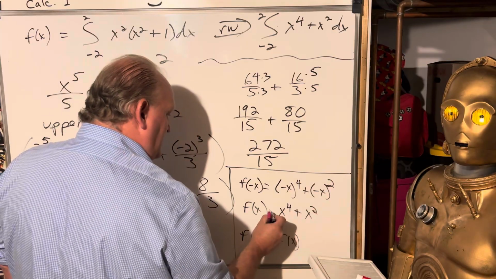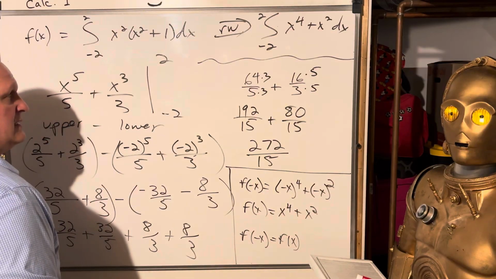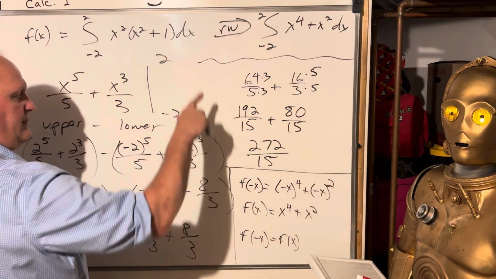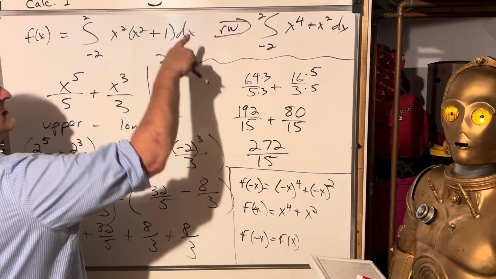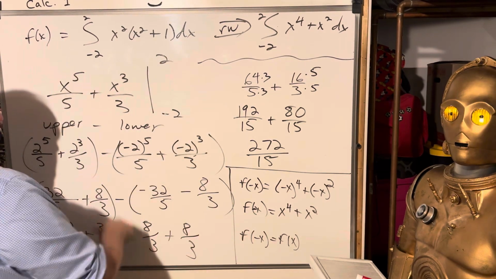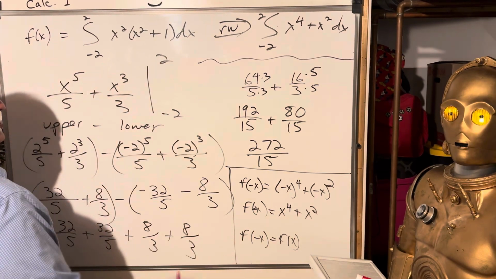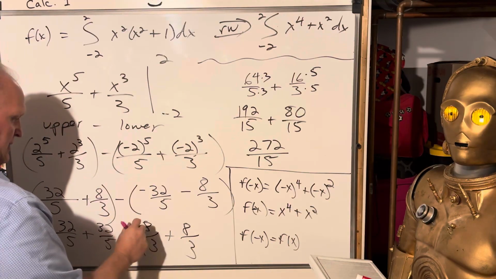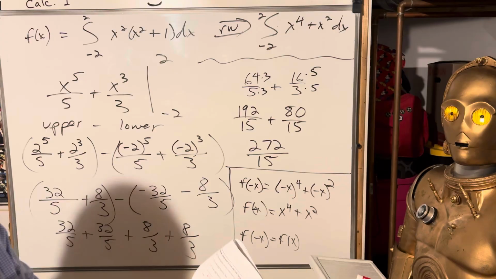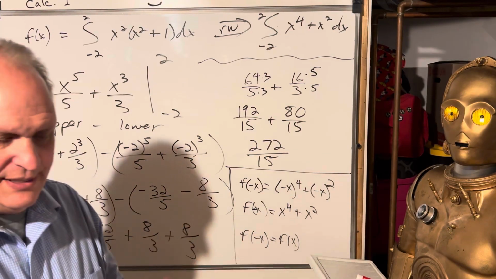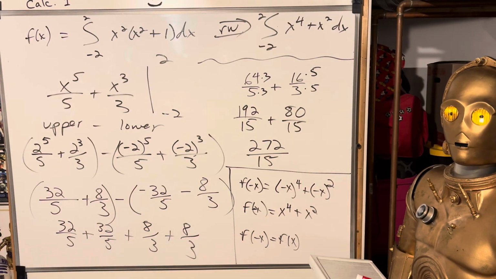So we confirmed that it's even, and then we confirmed that it's double. You could just take from 0 to 2 and double it, because this is the same as that. All right. So that is it for 5.4.